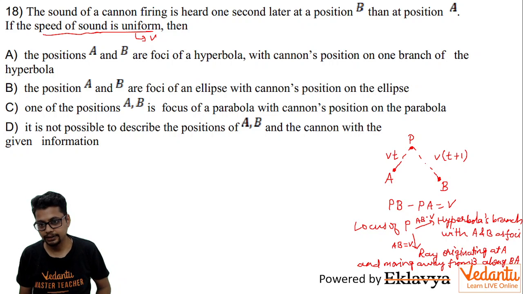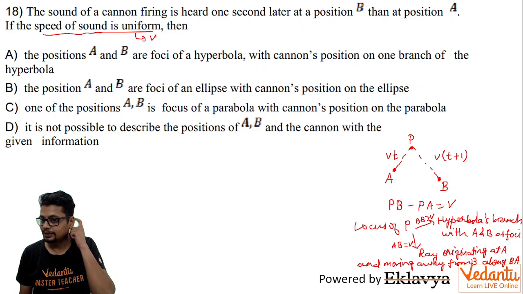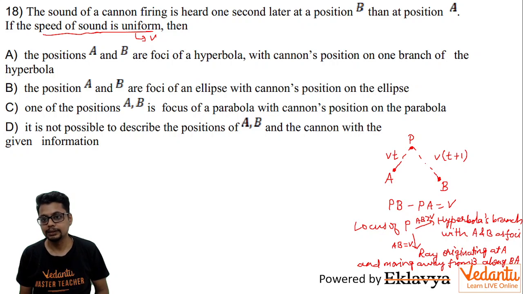Just a minor correction here. If AB is greater than V, because the difference of two sides is less than the third side, then this is the situation. And if AB is equal to V, then this is the situation. So in that sense, D should be the answer, as per the given information.